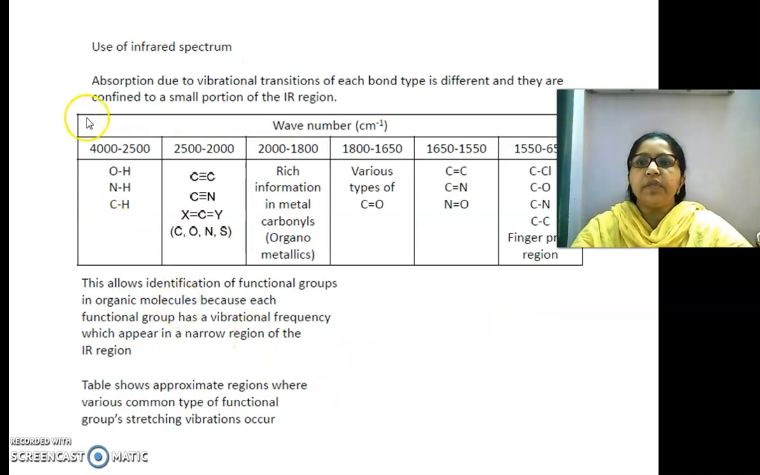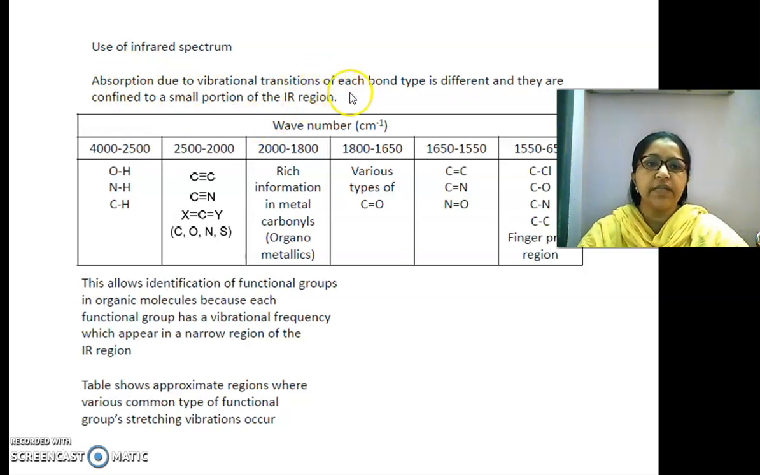Next is the use of IR spectrum. Absorption is due to vibrational transition. You have studied electronic transition; now you will be studying vibrational transition. Every bond has a vibration. All the bonds are vibrating just like a spring; just as a spring keeps on vibrating, every bond keeps on vibrating.